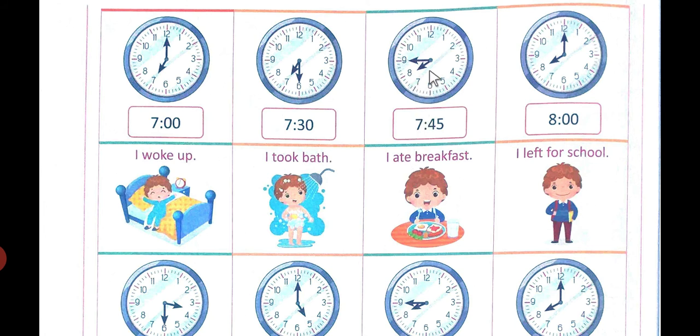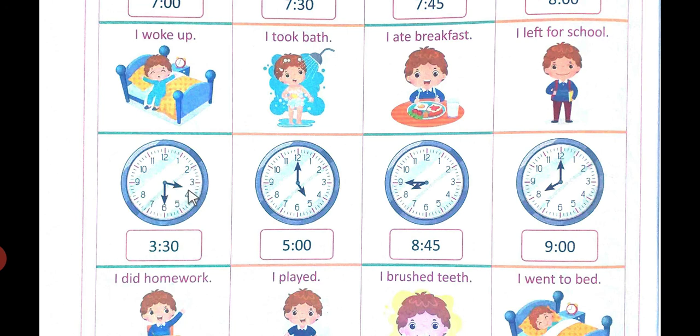Then the hour hand is between 7 and 8 and the minute hand is on 9. That is 7:45, I ate breakfast. The hour hand is at 8 and the minute hand is at 12 exactly. So that is 8 o'clock and I left for school.